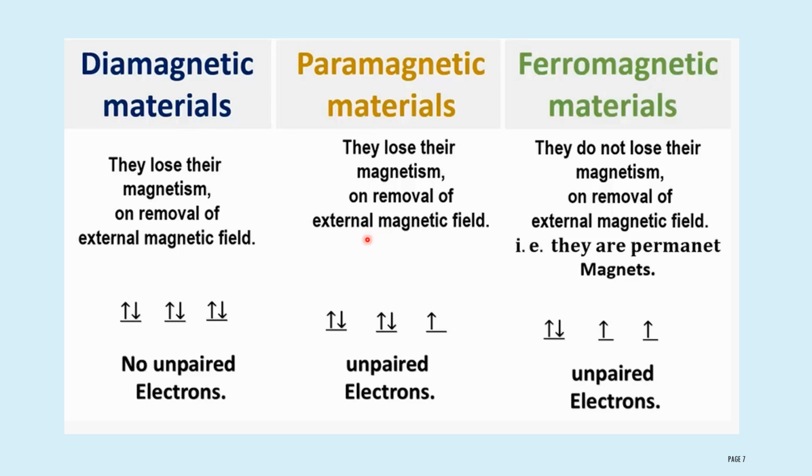Let us discuss paramagnetic material. They lose their magnetism on removal of the external magnetic field. Here also, on removal of the external magnetic field, it will lose its magnetism, but it contains unpaired electrons. In the case of a ferromagnetic material, they do not lose their magnetism on removal of the external magnetic field. It will behave as a permanent magnet, and it contains unpaired electrons.